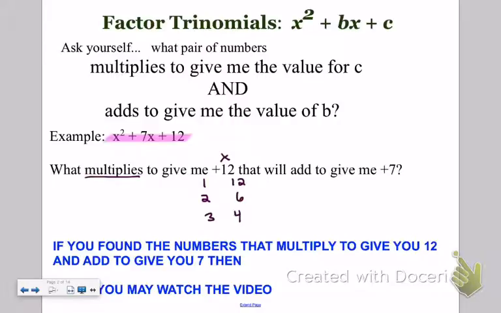I need that pair that adds to 7. So if I add the first pair, I get 13, so that doesn't work. The second pair, I get 8. And last but not least, the third pair, I get 7. So we're looking for pairs of numbers that multiply to 12 and give us 7.